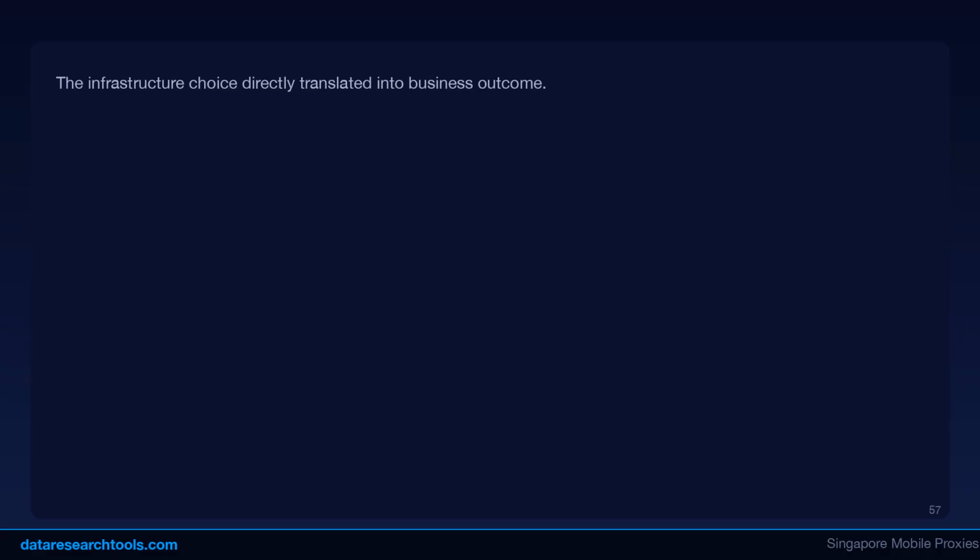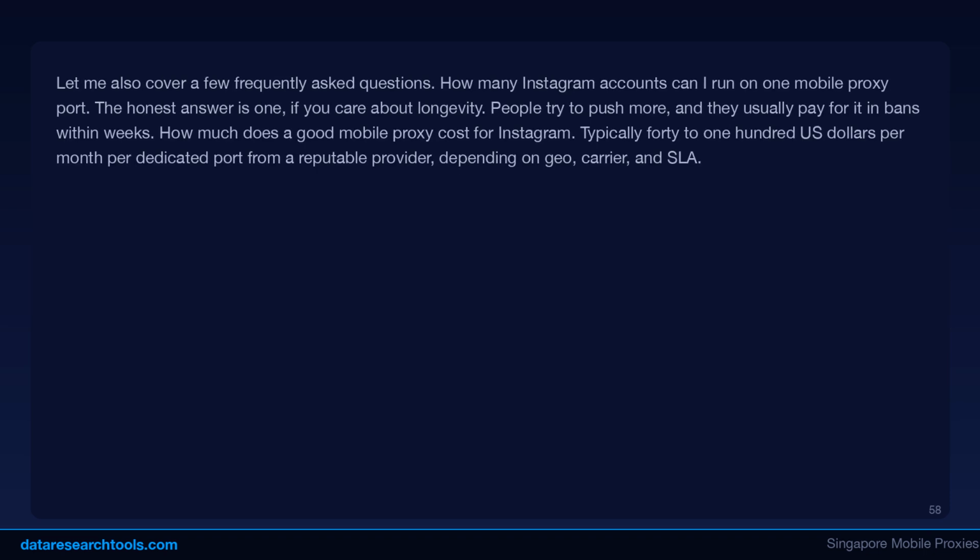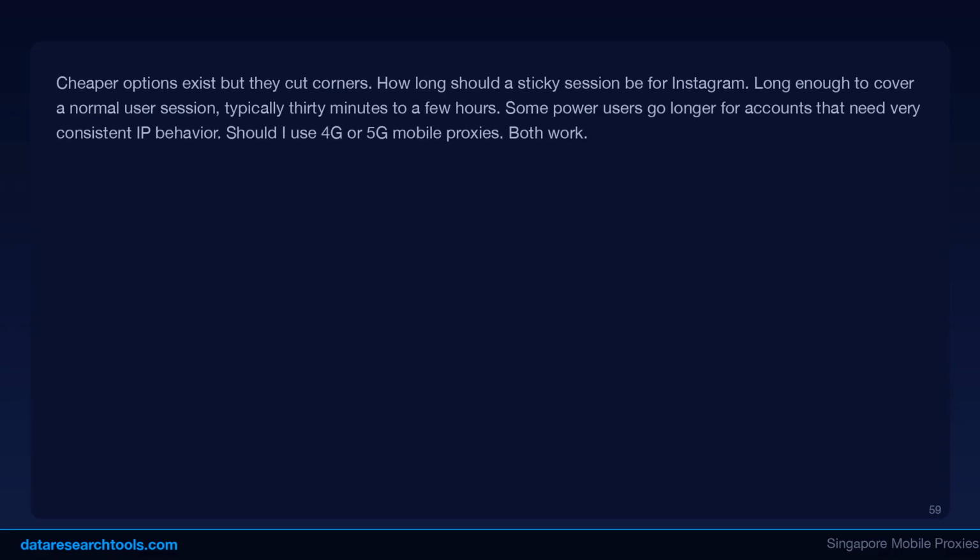A final example. A SaaS founder running an Instagram analytics tool needed reliable access to public profiles for his customers. He started with residential proxies, ran into rate limits, then moved to a mobile proxy provider with a rotating pool. His customer-facing API uptime improved from 92% to 99.5%, and his churn dropped because customers stopped seeing failed requests. The infrastructure choice directly translated into business outcome.